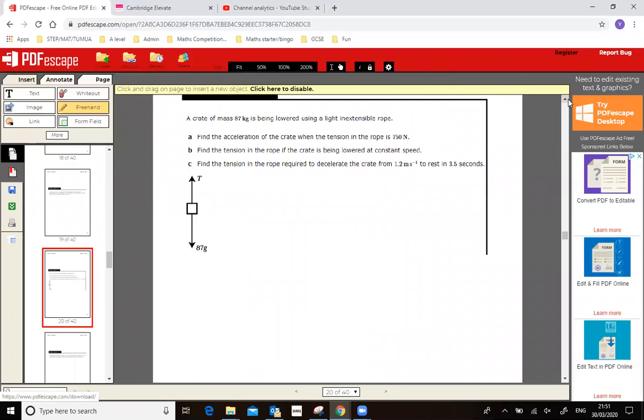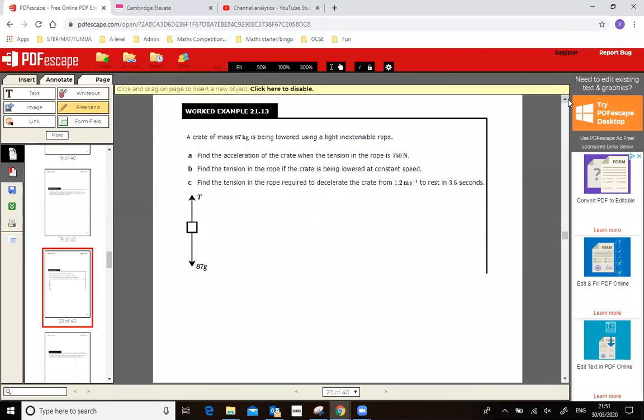Okay, so in this example, a crate of mass 87 kilograms is being lowered using a light inextensible rope. Again, this piece of information tells us that we could ignore the mass or the weight of the rope. Part A, find the acceleration of the crate when the tension in the rope is 750 Newton.